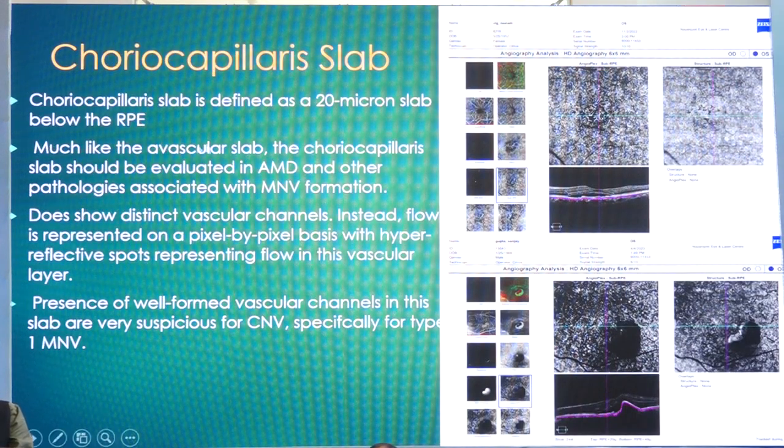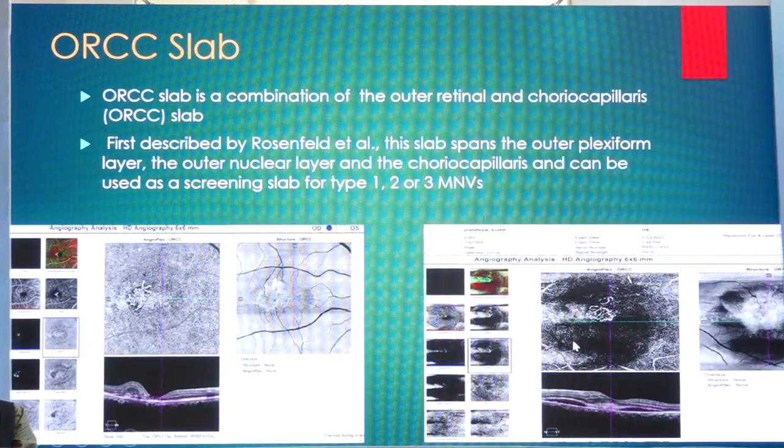Choriocapillary slab is defined as a 20 micron slab below the retinal pigment epithelium. What you see here, the segmentation line is at the level of choriocapillaries, and here on the angio image you can see neovascularization. This is another patient. This is a sub-RPE slab. What you can see, the segmentation line takes the projection artifacts, and what you can see here is a polyp with a branching vascular network.